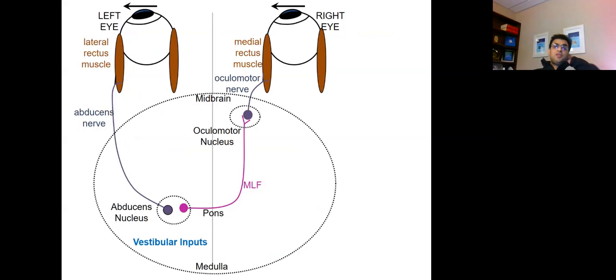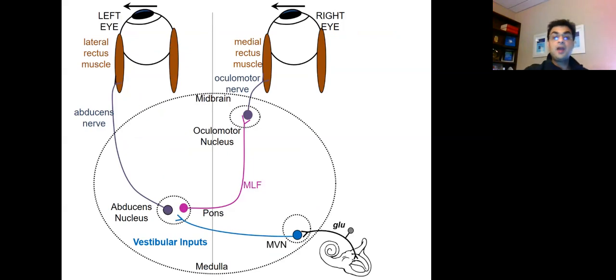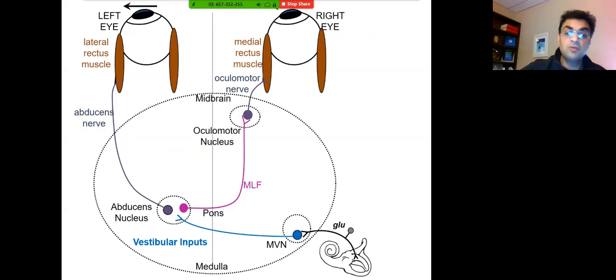Now let's think about the vestibular inputs. So the abducens nucleus not only gets the saccade input, but it also gets the input from your vestibular end organs. And the vestibular end organ goes to the medial vestibular nucleus, and from there it goes to the abducens nucleus, and it makes the three neuron arc, neuron 1, neuron 2, and neuron 3. And this three neuron arc is the most important for your vestibular ocular reflex.